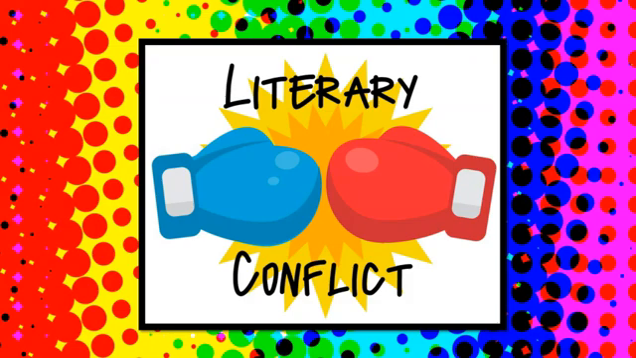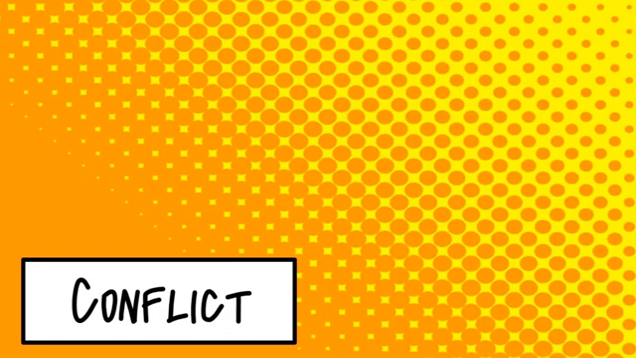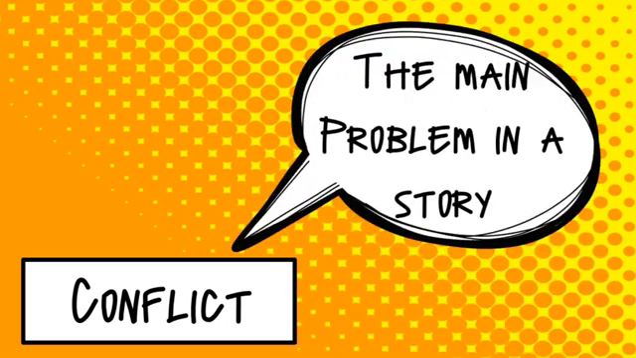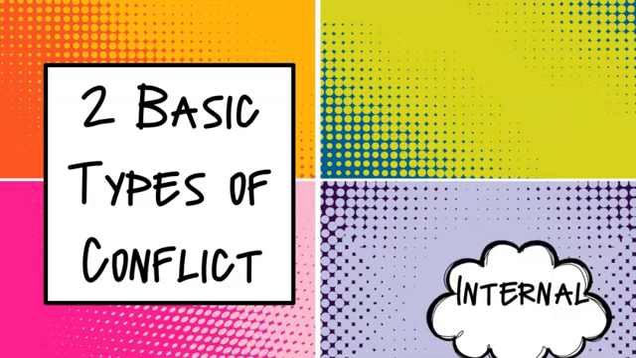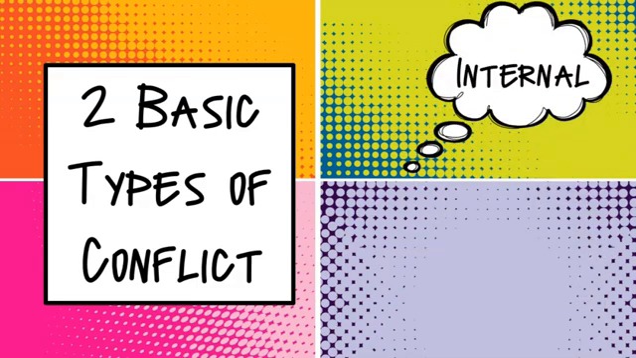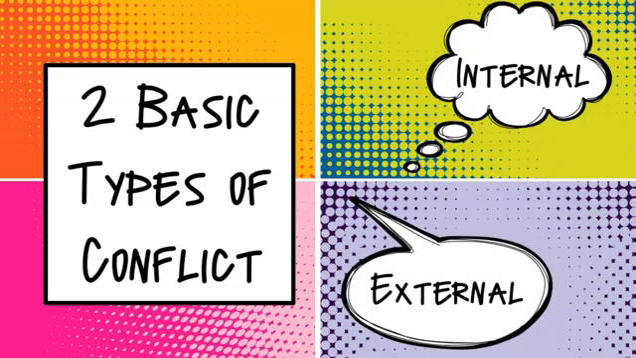Today I want to talk to you about literary conflict. Conflict is the main problem in a story. Conflict is central to a story's plot and drives the story's action toward a climax and ultimately a resolution. There are two basic types of conflict: internal conflict and external conflict.